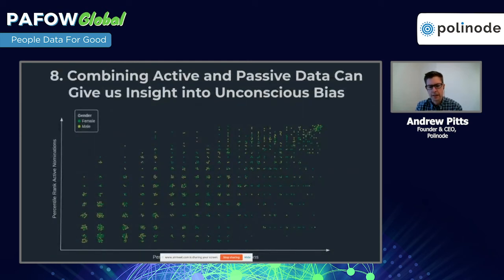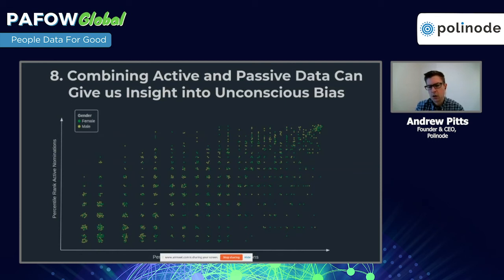And the last example, so the last slide here, is how we can combine both active and passive data together to give us diversity and inclusion insights, particularly in the context of unconscious bias. The horizontal axis looks at the percentile rank of passive nominations, so where does somebody sit in terms of the number of nominations, the number of connections they have for passive data, so think email data. And the vertical axis is the same thing, but for active nominations.